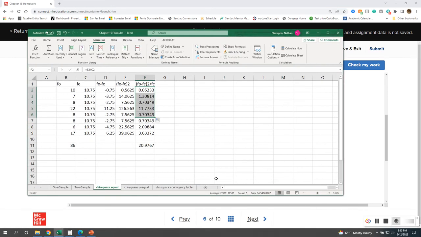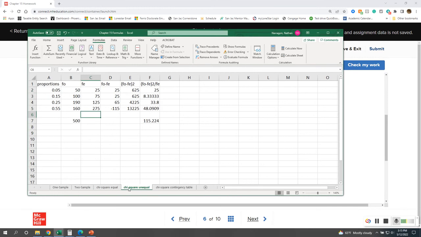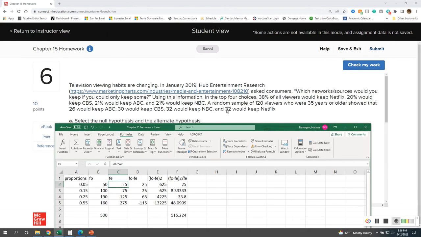Alright. So, notice that I have equal and an unequal. So, here's my unequal. Notice that I have proportions now. And our observations and our expectation. The only thing that's going to end up happening, our expectation, is whatever the proportion is, times our observation. Then we do the same thing. FO, our observation minus FE, then square it, then divide by FE, total it up, and there's our chi. So here, we need to input what we got.